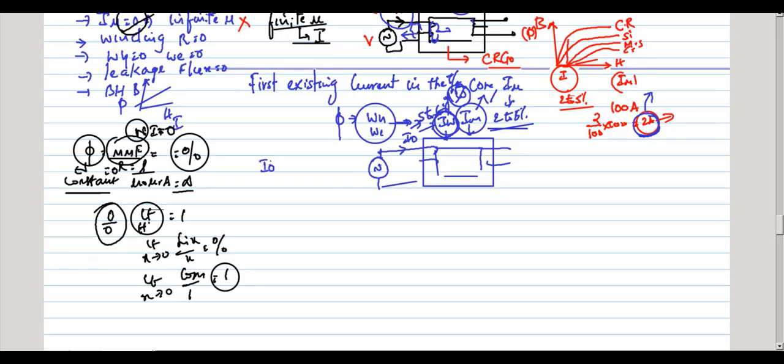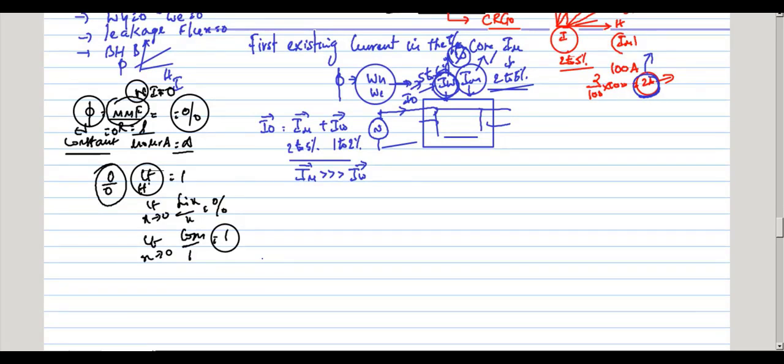So the no load current is I naught equal to the magnetizing component of current plus the iron loss component of current. The magnetizing component is 2 to 5% of the full load current. The iron loss component is 1 to 2% of the full load current. So the magnetizing component of current vector is much greater than the iron loss component of the current.